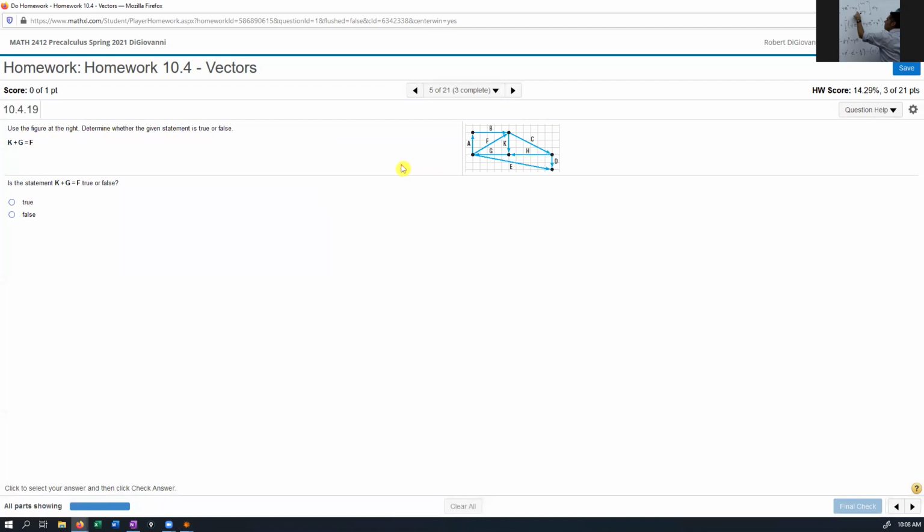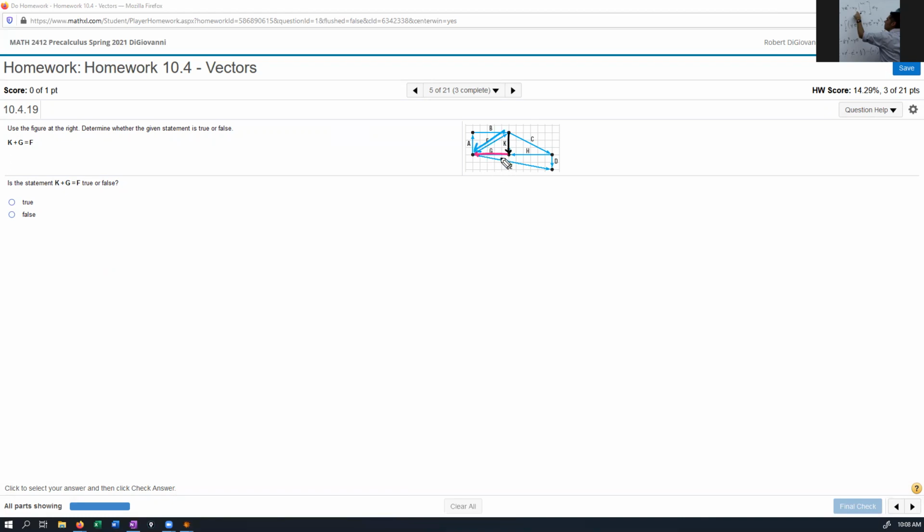Okay, so use this figure to determine whether the given statement is true. K vector plus g vector is the f vector. I can't make this any bigger. Okay. Well, the k vector is this vector. And then the g vector looks like it's this vector. So they're already tail to tip here. So the resulting vector is going to be a vector that goes from here down to here.